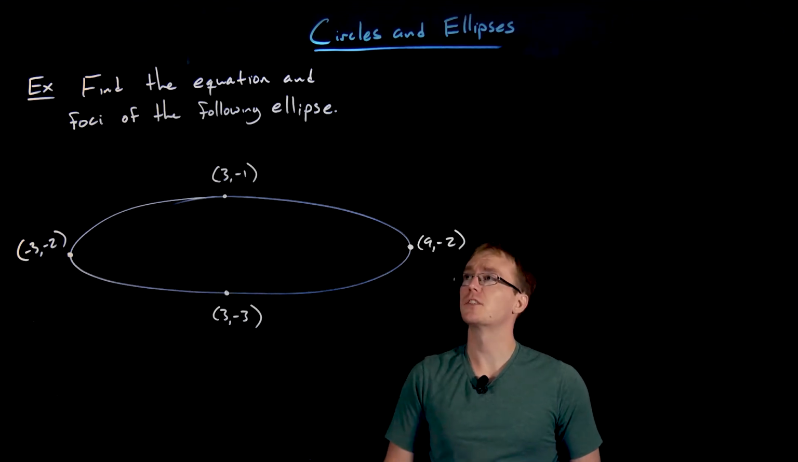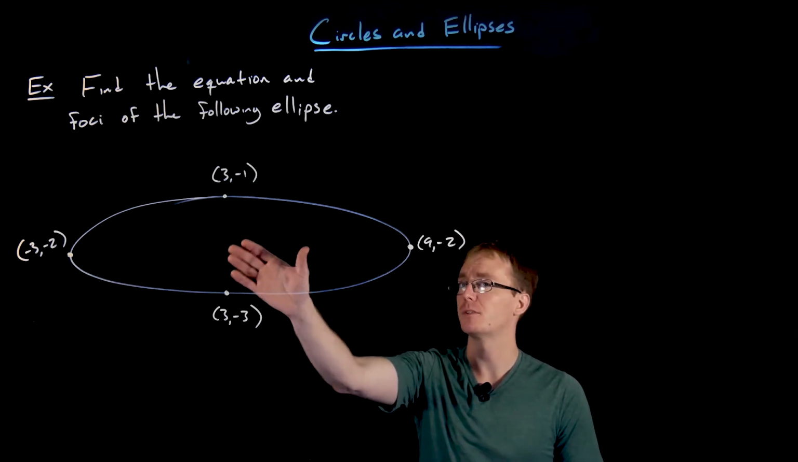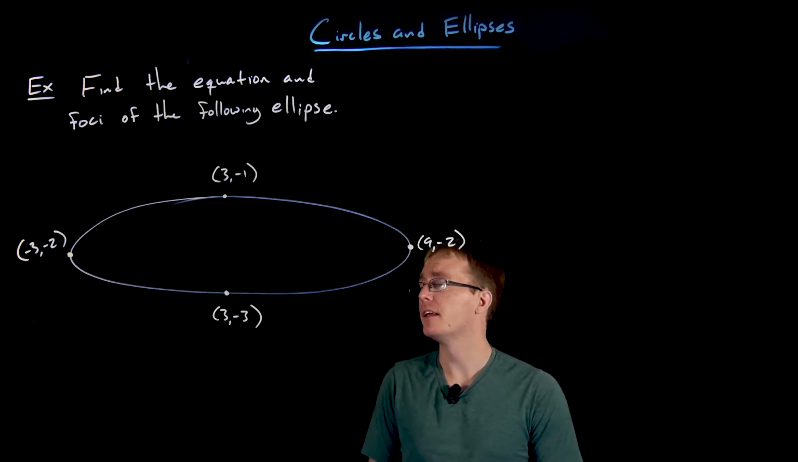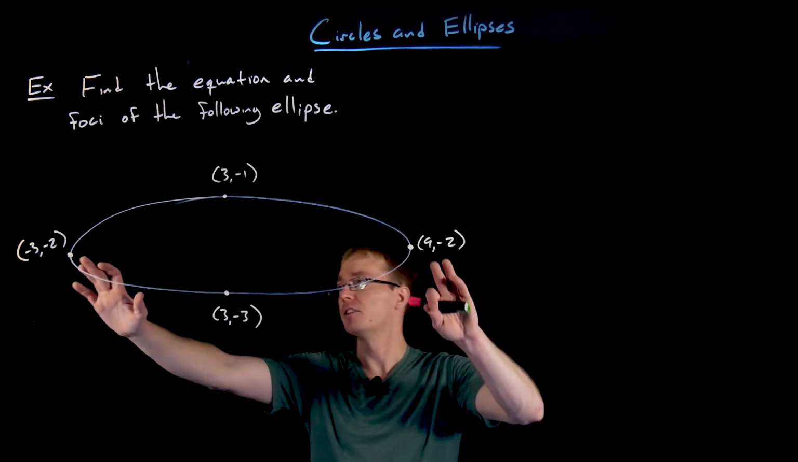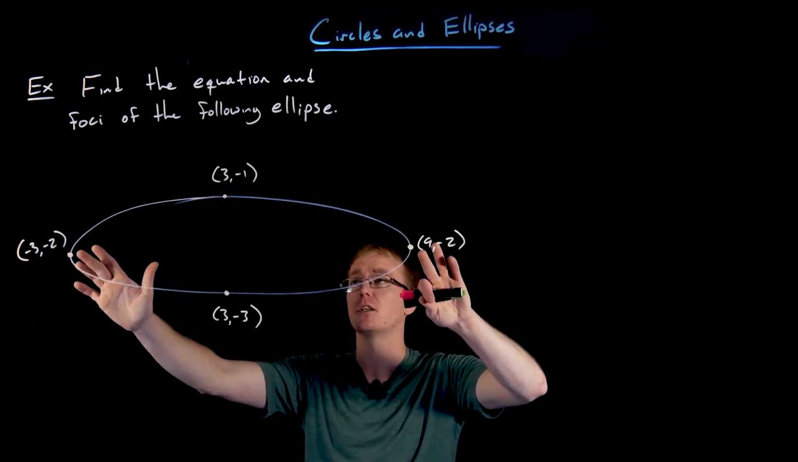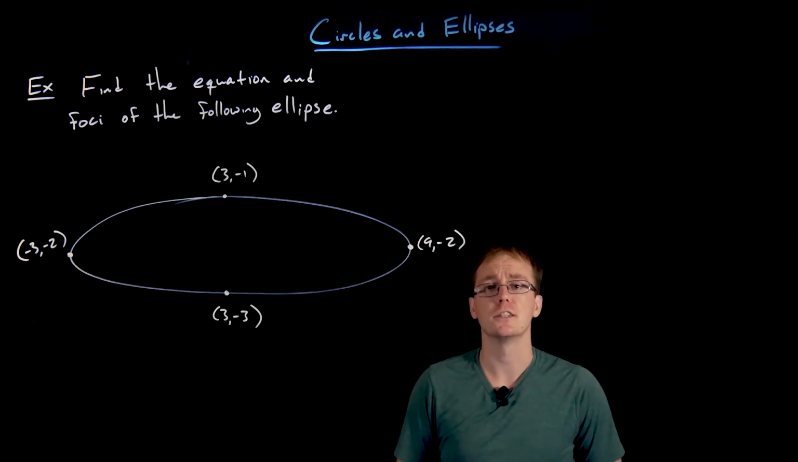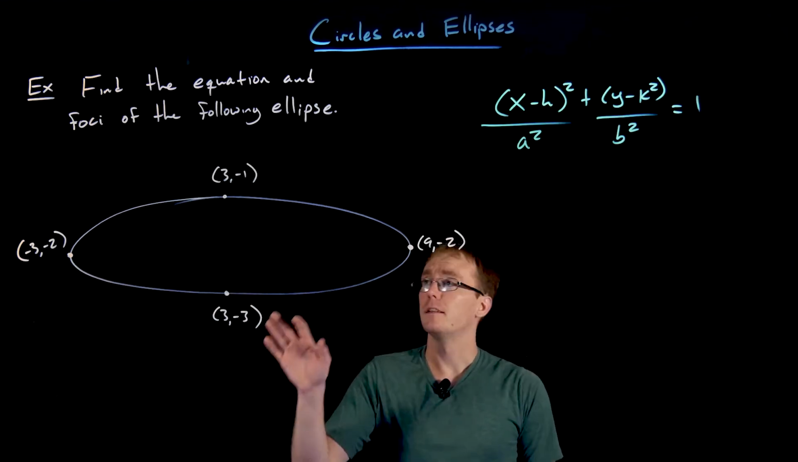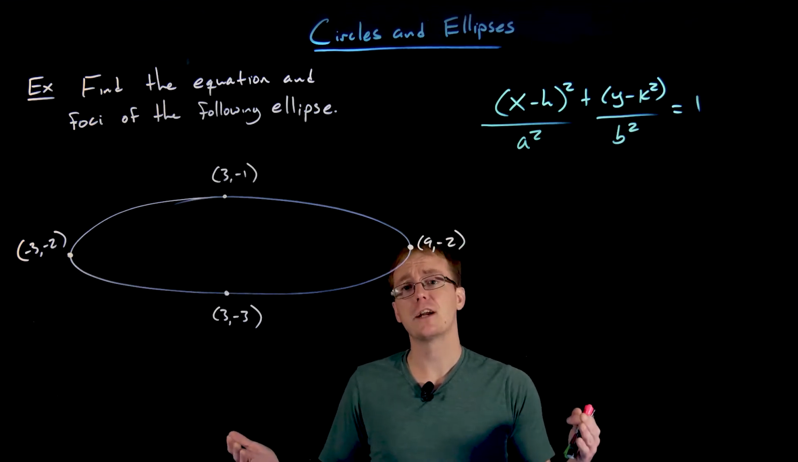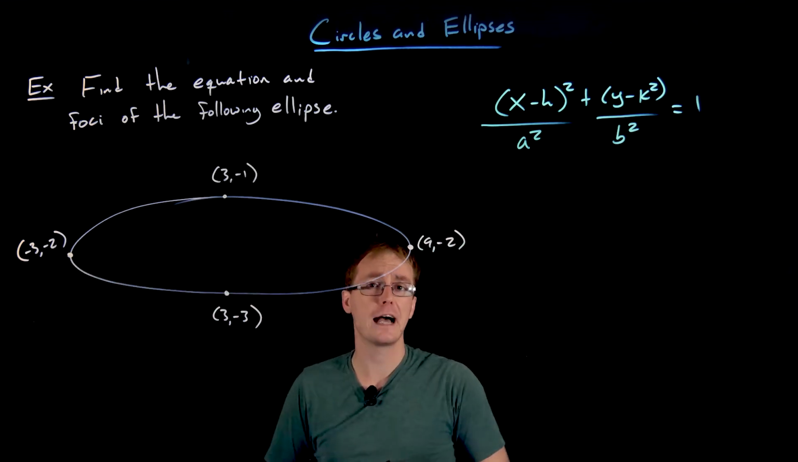Hello everyone. In this example, we're asked to find the equation and the foci of the following ellipse, and that ellipse is just the ellipse that is given in this picture here. And so we can make some assumptions, right? These are going to be the endpoints or the vertices of our major axis, and these are going to be the endpoints or vertices of our minor axis. And so we can observe that our major axis is going to be our horizontal axis.